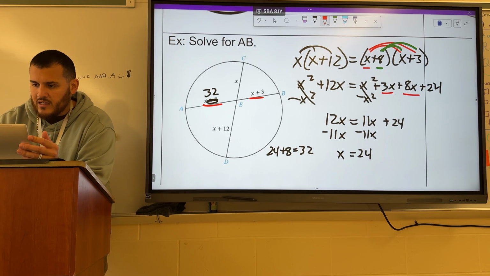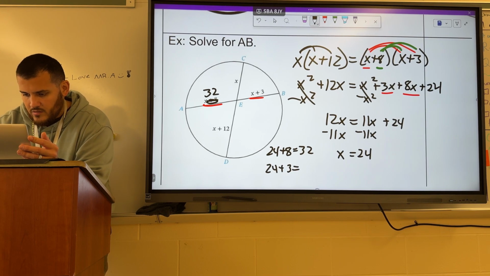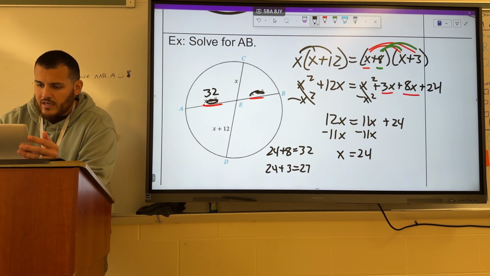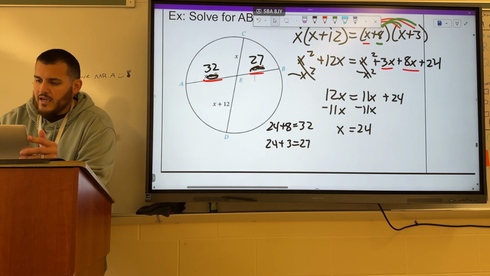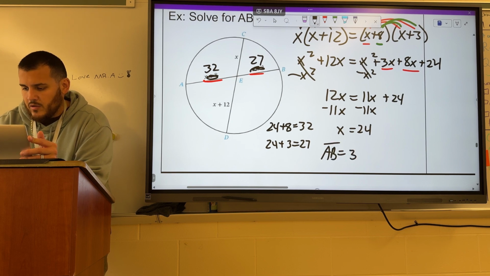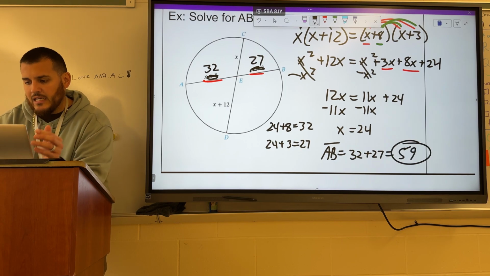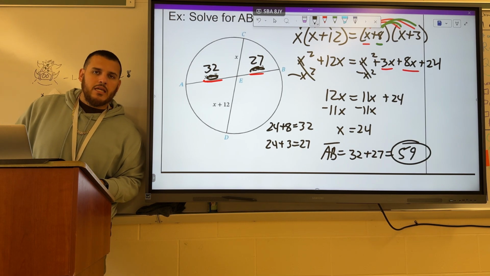As I plug into x plus 3, well, that's my x of 24 plus 3, which gives me 27. So I know that that is 27 units long. And the last I can do, the length of segment AB, it's just segment addition, the 32 plus the 27 to give me 59 units in length for segment AB.